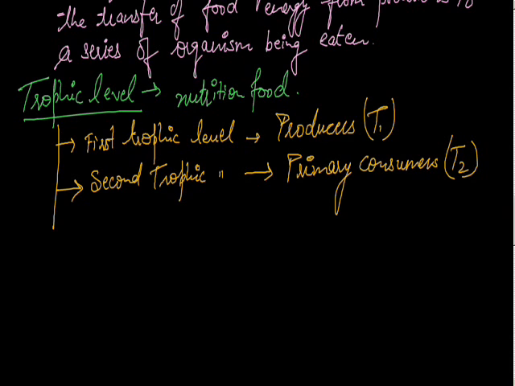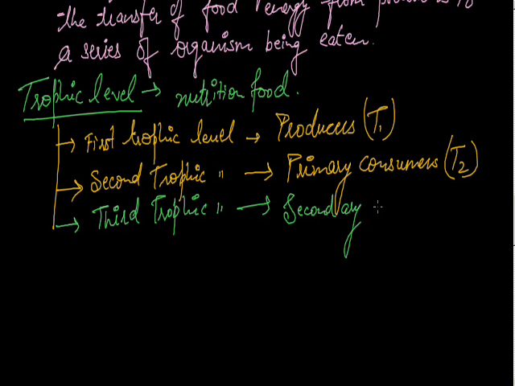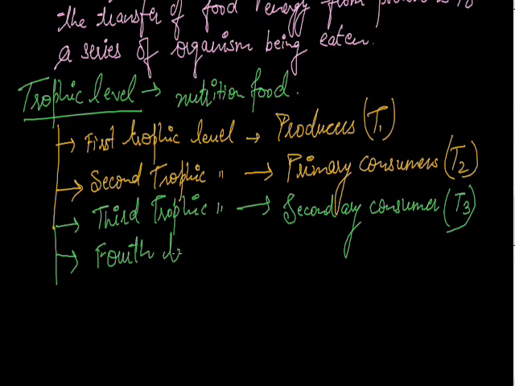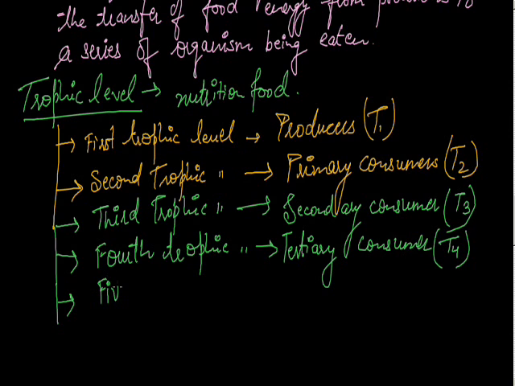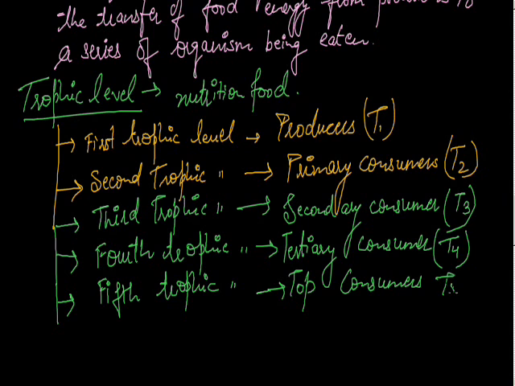Which is T2. Third trophic level will have the secondary consumer. Fourth trophic level will have the tertiary consumer. Likewise, the fifth trophic level will have the top consumer or the quaternary, depending upon the size of the food chain.